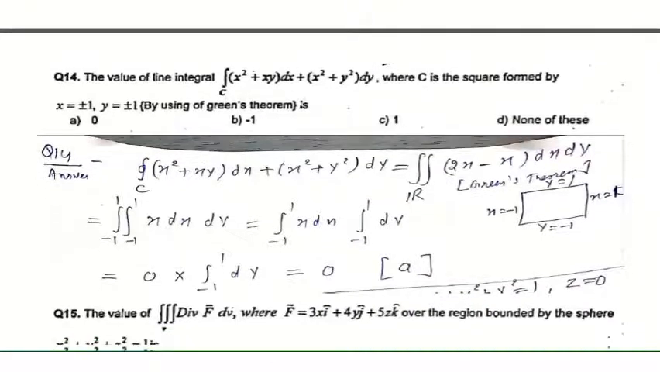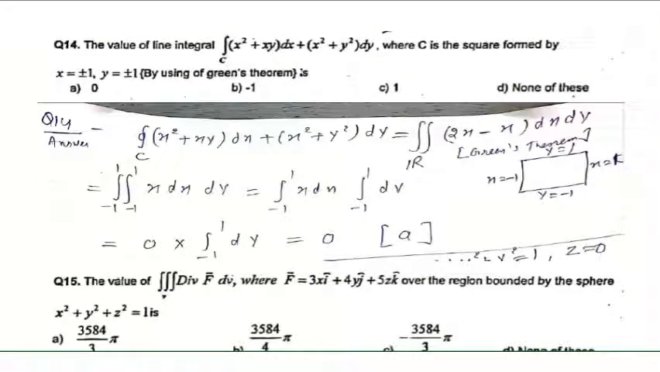Next is question number 14. Again, the value of the line integral f dx g dy. So here again we have to use Green's theorem. Whenever you see that your curve C is a simple smooth closed curve or a simple piecewise smooth closed curve, then you can use Green's theorem. So here the lines given are x equals minus 1, x equals 1, y equals minus 1, y equals 1. So they form a rectangle. So you can apply Green's theorem.